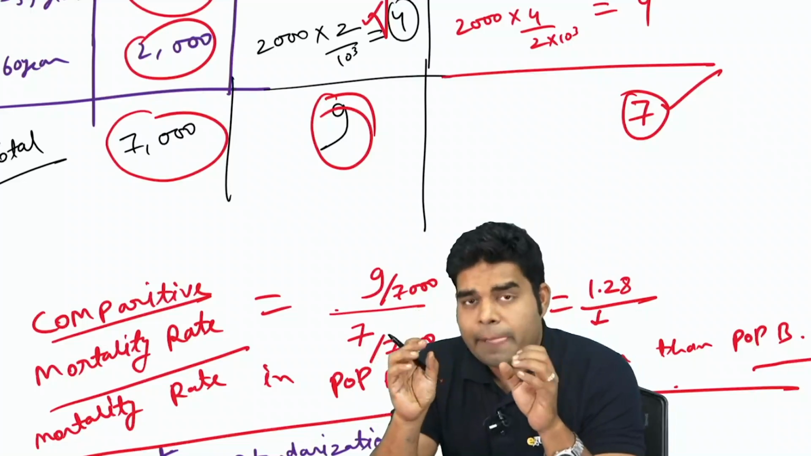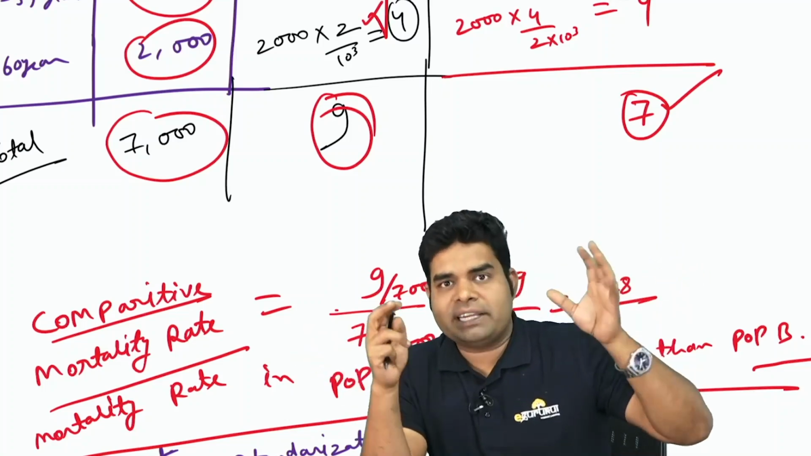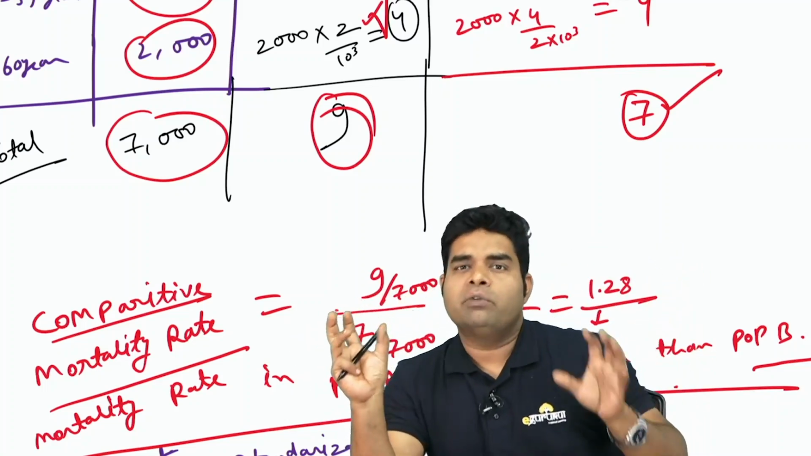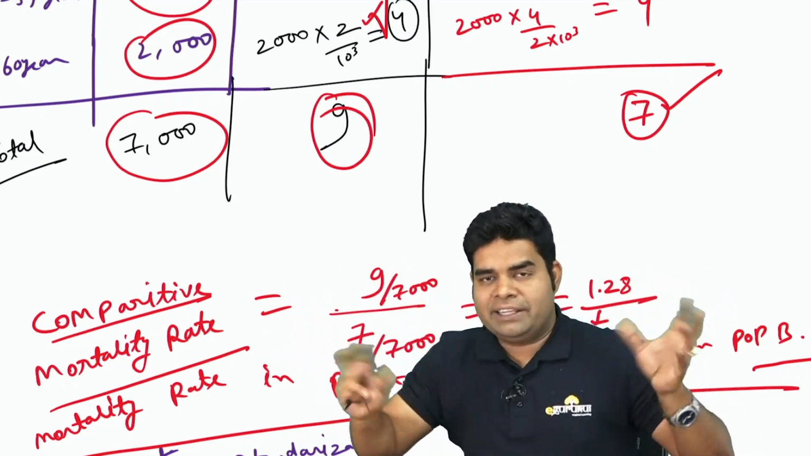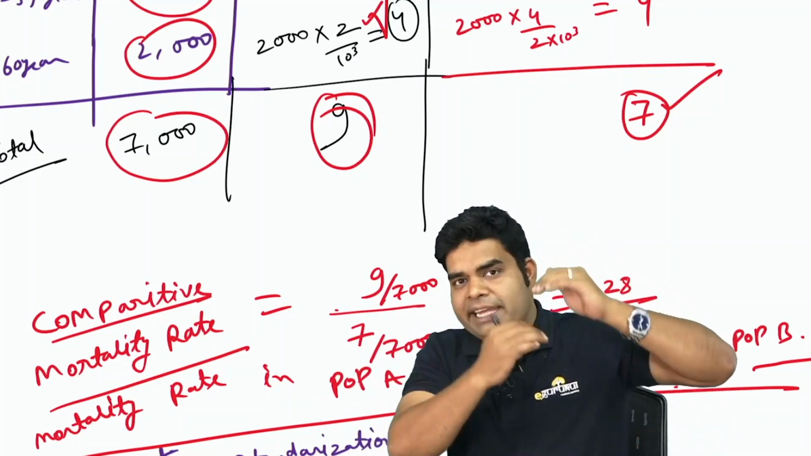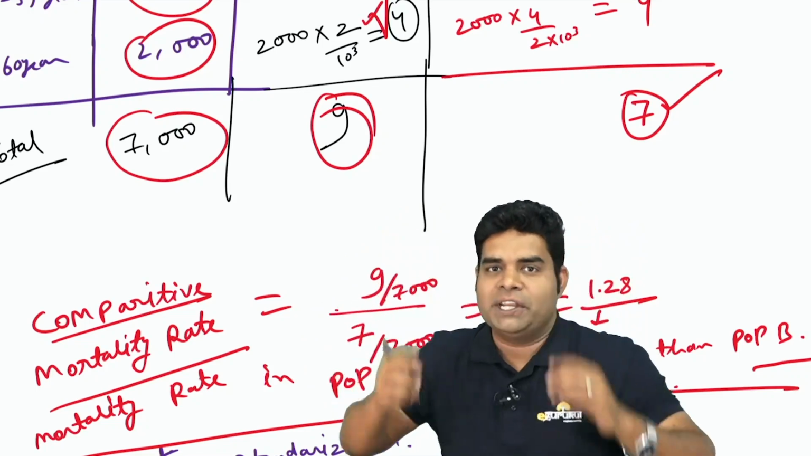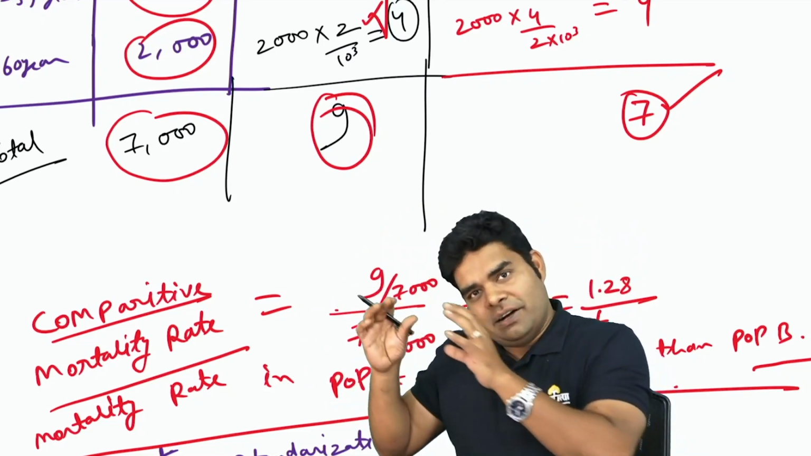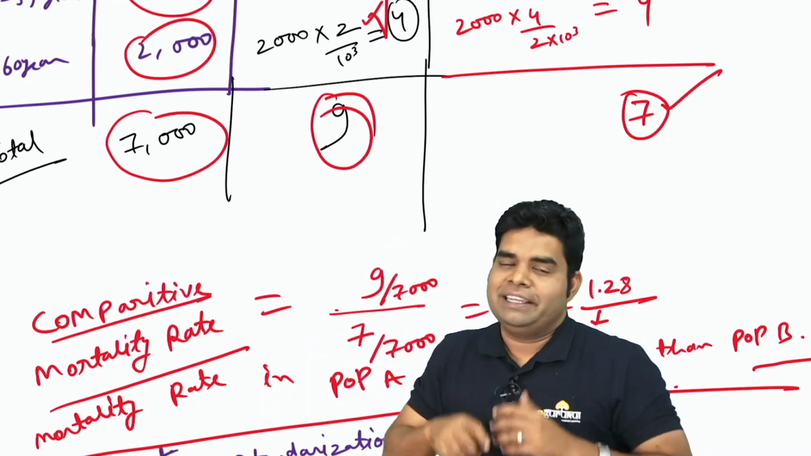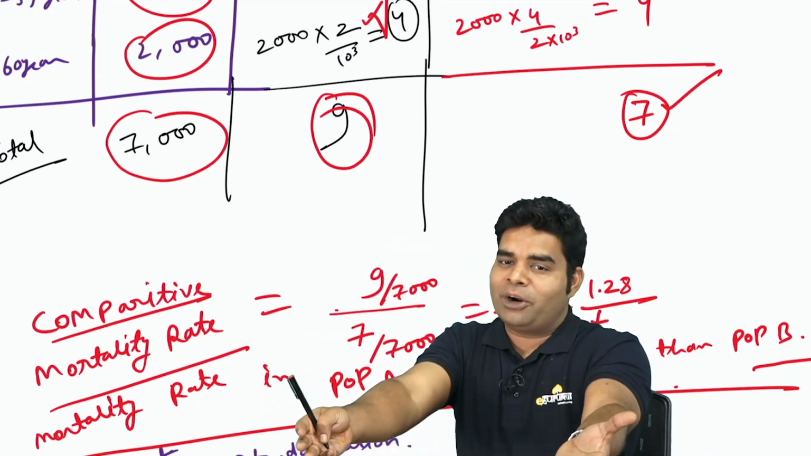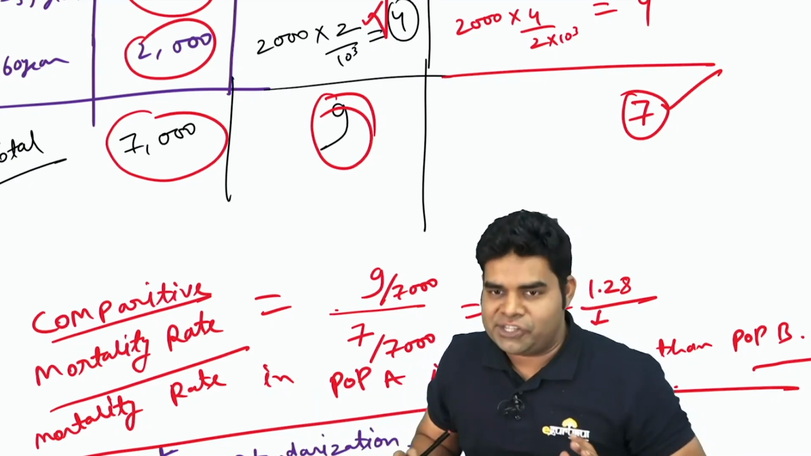I hope you understand. We do direct standardization to remove the confounders. For example, if one population is old, one population is young, then to remove the effect of old and young population, we find the age specific death rate for each population and we multiply it with a standard population. Therefore, we get the expected death. And when we compare the expected death of two countries, we get the comparative mortality ratio, and that's what we get after doing direct standardization.